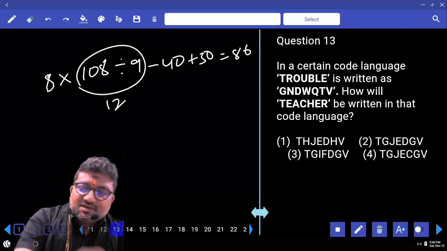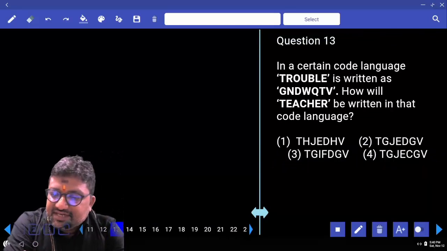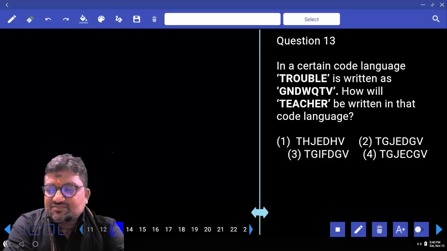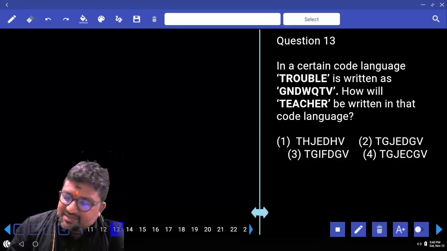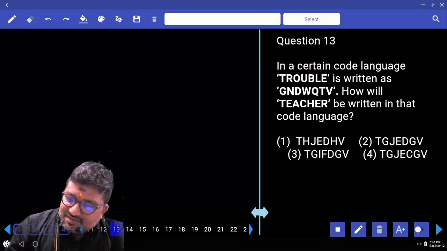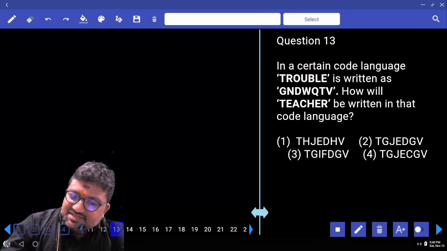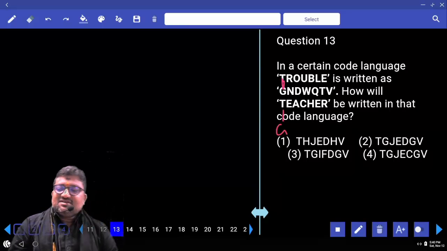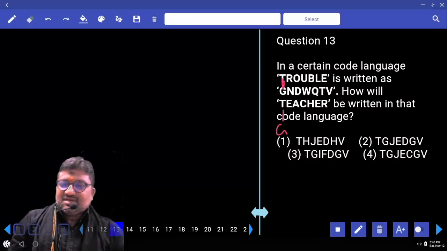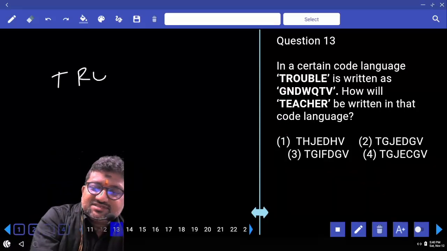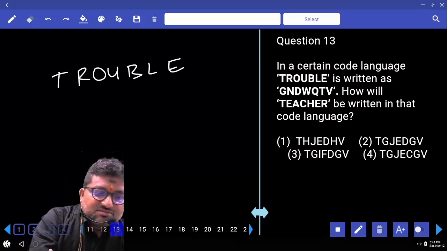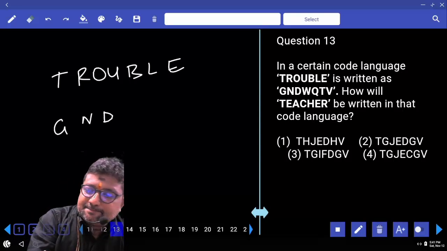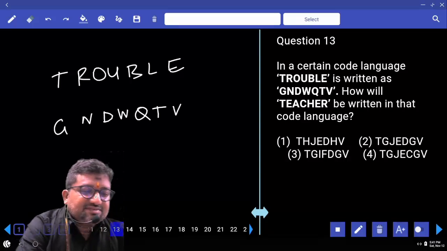Next. Trouble. Trouble is written as G N D W Q T V. What should TEACHER be? If you observe carefully, the first letter is the same in both the words. Cheppandamma. First letter is what? T and G. First letter is T and G. Mari deeniki kuda G avali gada. Is there any option starting with G? No. And very clear, I am not getting the answer with the same letters. So G and D. Next is what? W Q T V. I am not getting the answer with the straightforward ones.